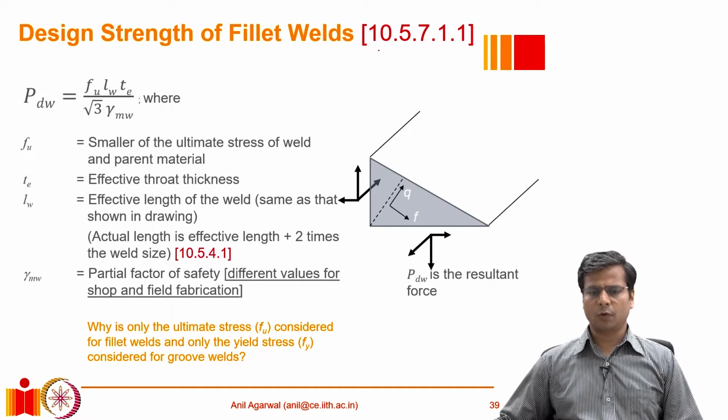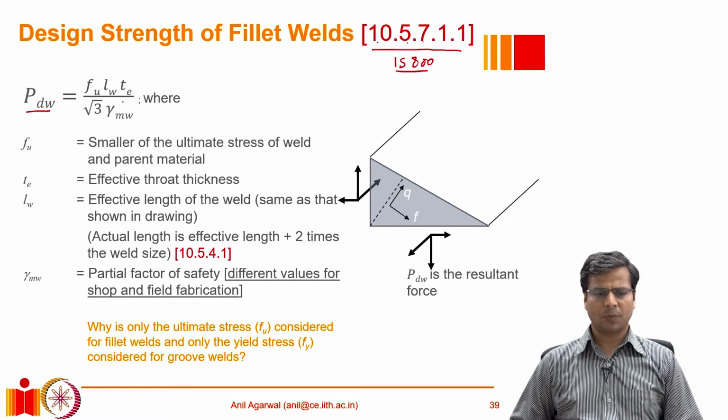How does the Indian code IS 800 recommend we should design a fillet weld? If you go to clause number 10.5.7.1.1, it talks about the design strength of fillet welds. Basically the expression that it gives is P_dw equals Fu Lw Te divided by root 3 gamma_mw. There are various terms, let me explain them.